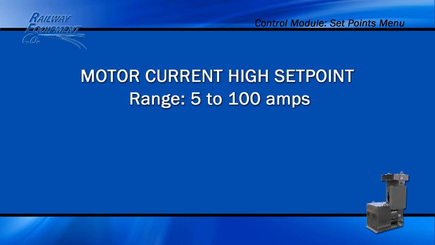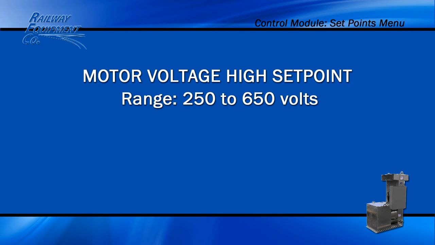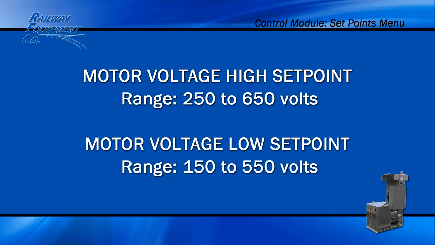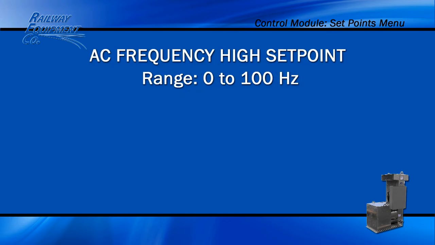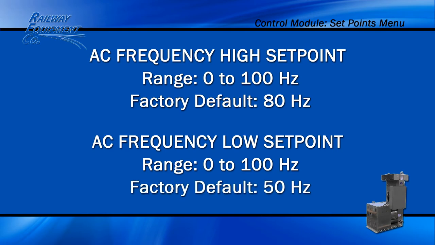The motor has several options, including the motor current high set point, which ranges from 5 to 100 amps. The low set point can be set from 0 to 10 amps. The motor voltage high set point can be set from 250 to 650 volts, and the low set point range is from 150 to 550 volts. Both the high set point and low set point for AC frequency ranges from 0 to 100 Hz. Factory defaults are 80 and 50 Hz.